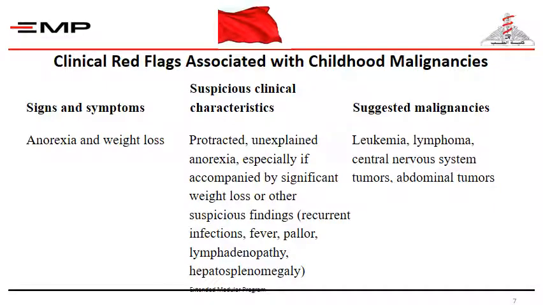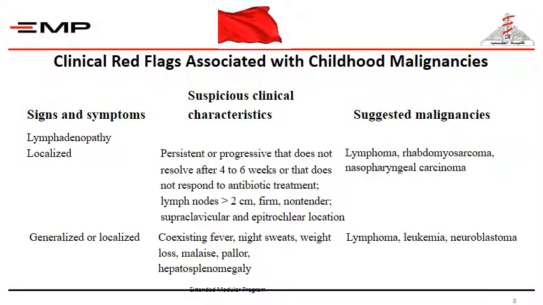Anorexia and weight loss, which is unexplained, and if accompanied by significant weight loss or other suspicious findings like recurrent infections, fever, pallor, that's marrow infiltration, or lymphadenopathy, hepatosplenomegaly, would raise the possibility of cancer.